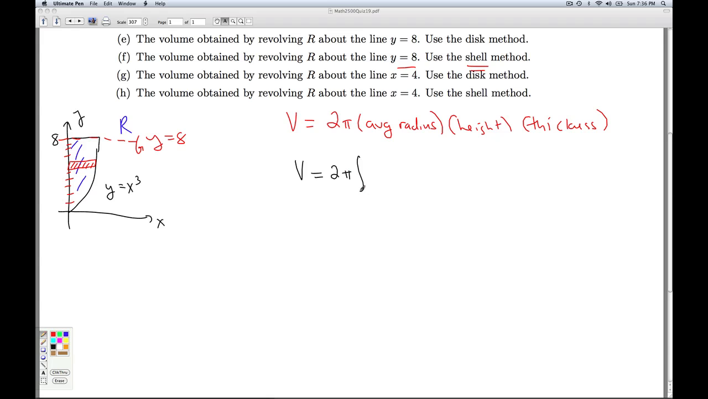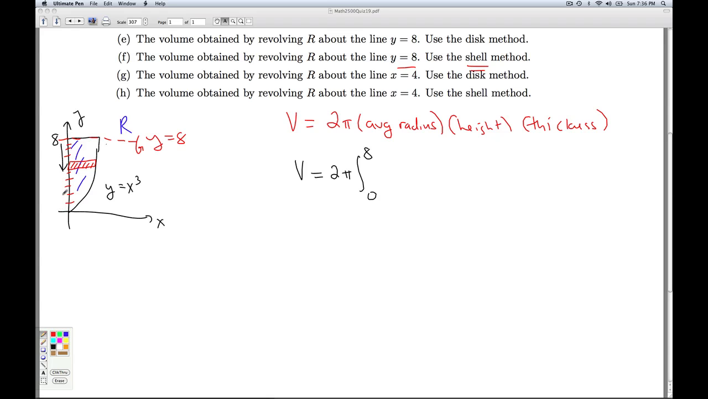So we're chopping up the y-axis from y equals 0 to y equals 8. That means the thickness is going to be delta y or dy. The average radius, well, this is where it gets a little tricky because that's the distance from the axis of revolution down to our representative rectangle.